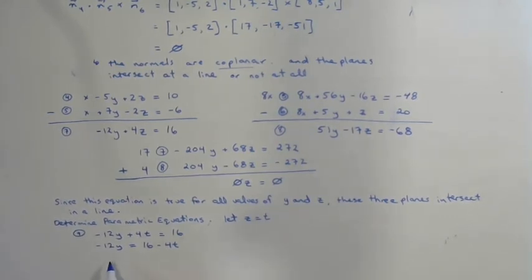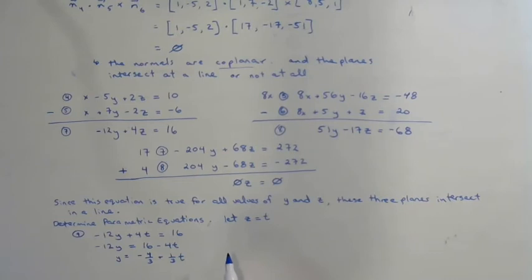I'm going to end up with y equals negative, so I'm dividing both sides by 12, so I'm going to have 4 over 3 plus 1/3 t. 4 divided by 12 is 1/3. Okay, so there's our equation for y.